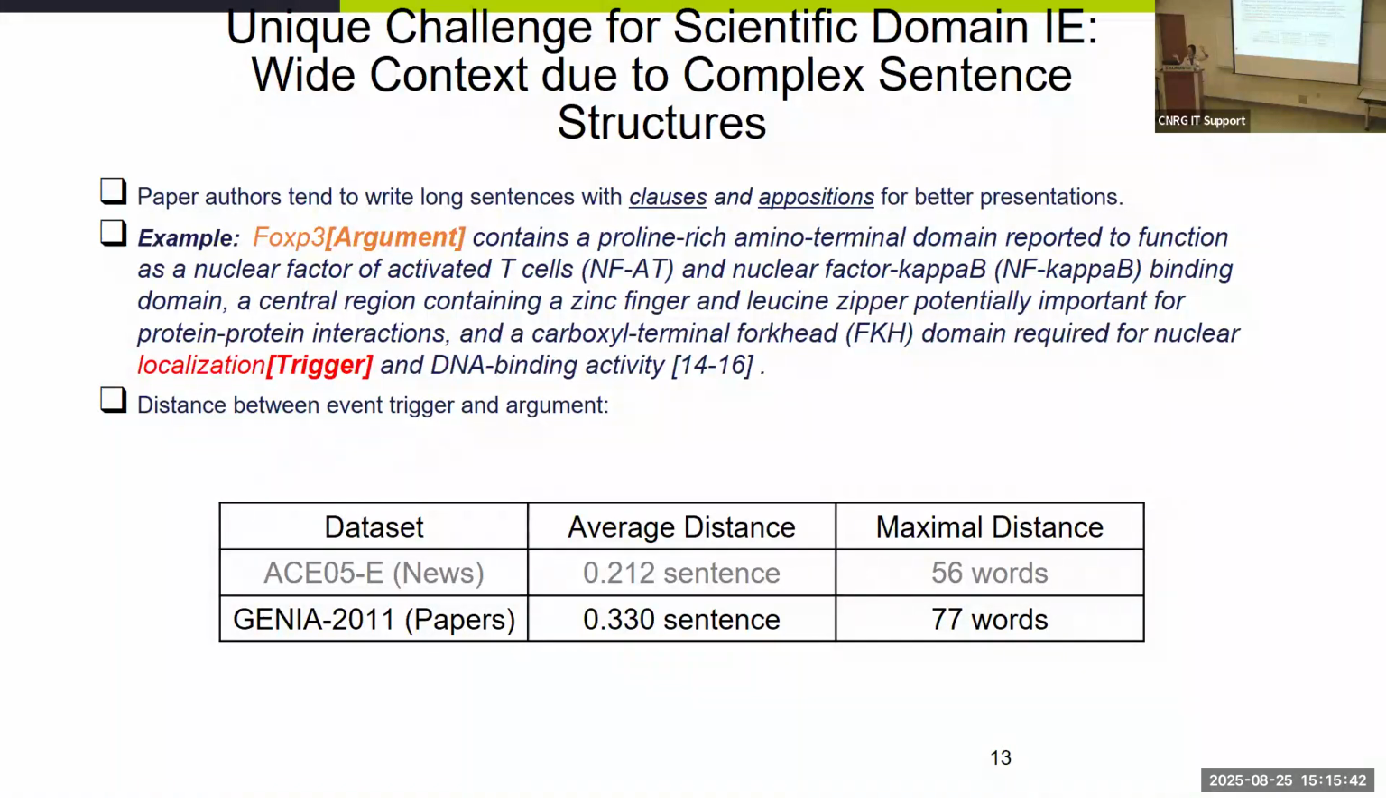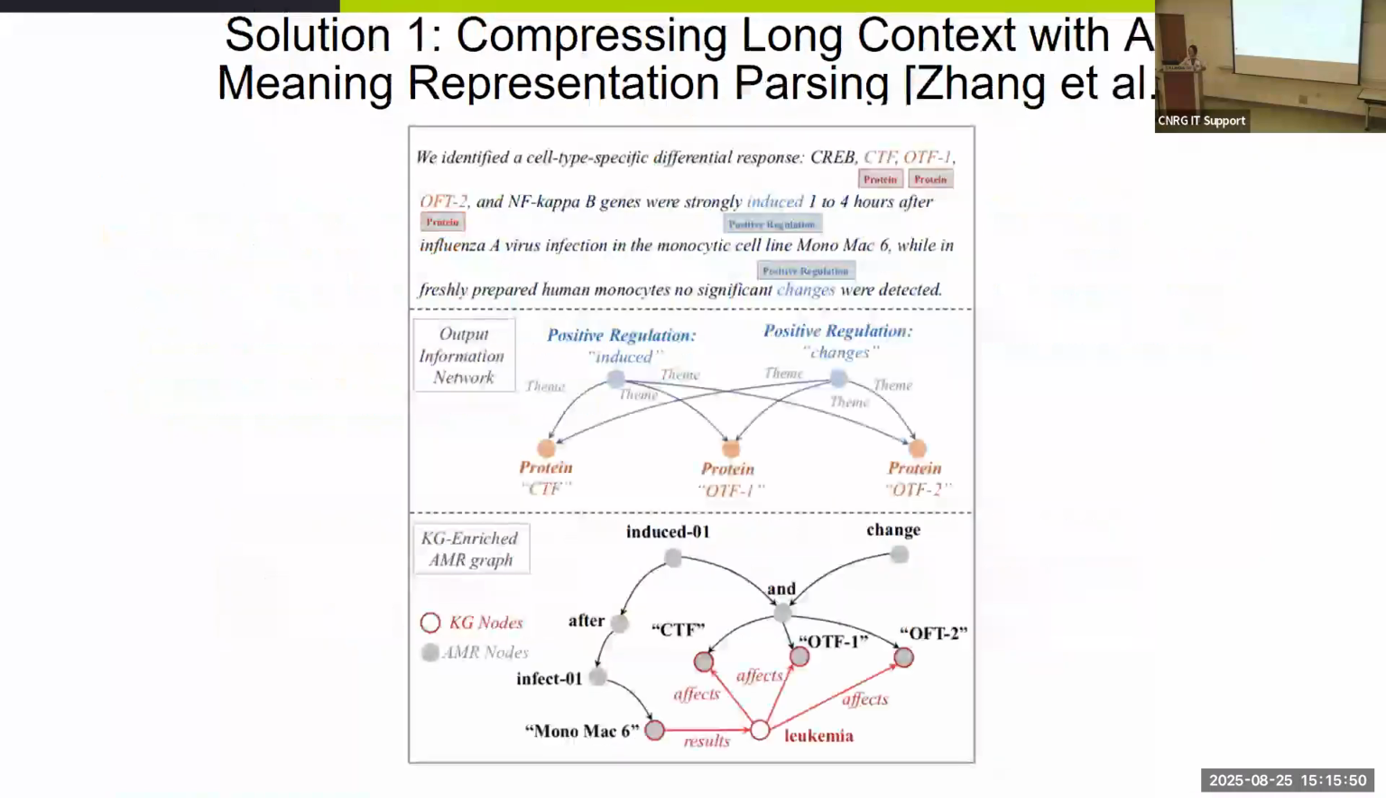So if you look at the number of tokens, there are about 77 words on average between the trigger and the argument. If you look at news, there's only 56, right? And anyway, so you get the point. So there are two solutions for that. One is, let's try to translate this kind of extremely long, complex sentence into something more understandable, more structured.